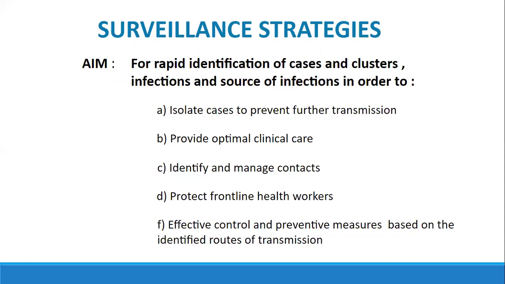In India, the surveillance strategy aim is for rapid identification of cases and clusters, infections, and source of infections in order to isolate the cases to prevent further transmission, provide optimal clinical care, identify and manage contacts, protect frontline health workers, then effective control and preventive measures based on the identified routes of transmission. So these are the aims of surveillance strategies.